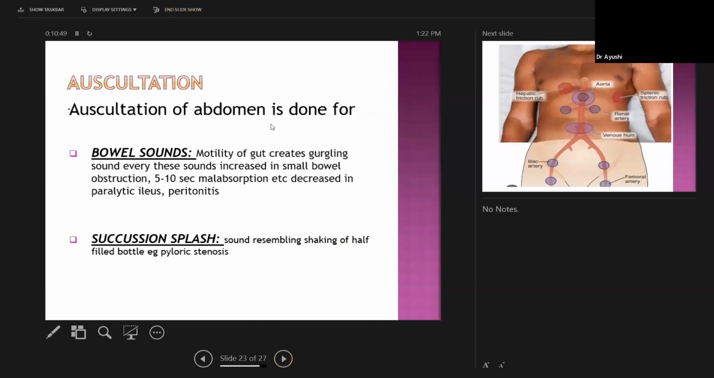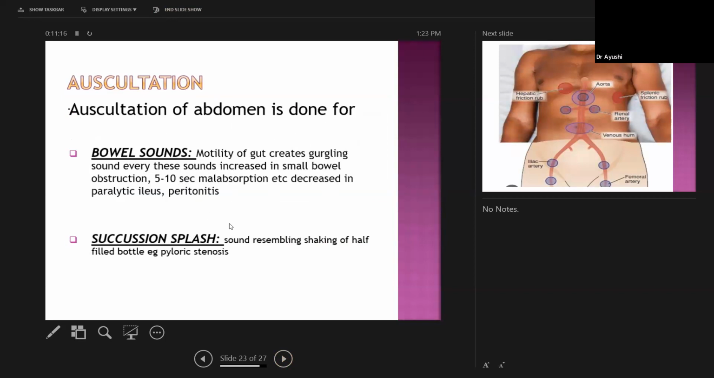Now about auscultation. Auscultation of the abdomen is done for bowel sounds, succussion splash, the venous hum, and the bruit. Bowel sounds are the motility of the gut creating a gurgling sound. These sounds are increased in small bowel obstruction, malabsorption, etc. They decrease in paralytic ileus and peritonitis.